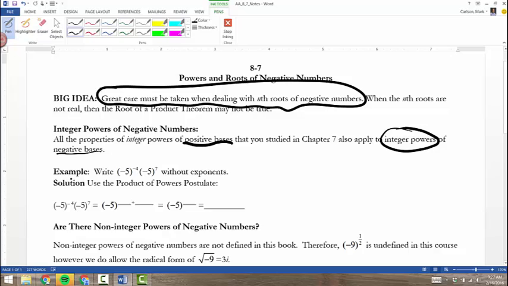So if I look at an example like this one, -5 to the -4th and -5 to the 7th, and I want to write that without exponents, what we can do is apply the product of powers rule, which just says, hey, -4 plus 7, which is equal to -5 to the 3rd power. Well, that's just -5 times -5 times -5, which would be -125. So all of those types of properties all apply with negative numbers.